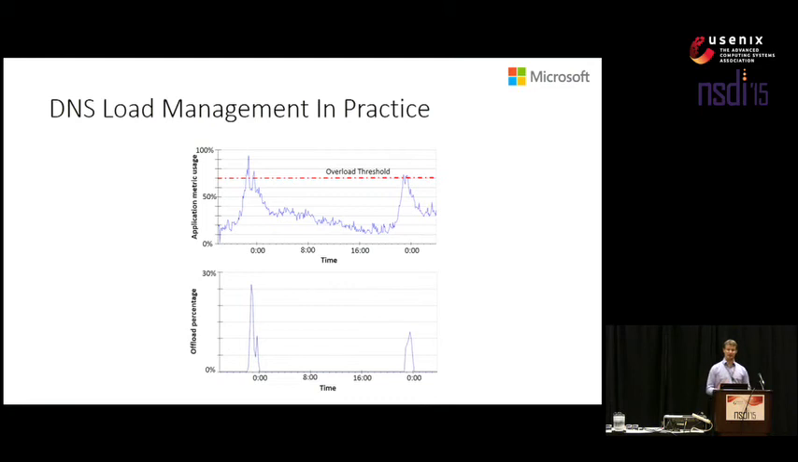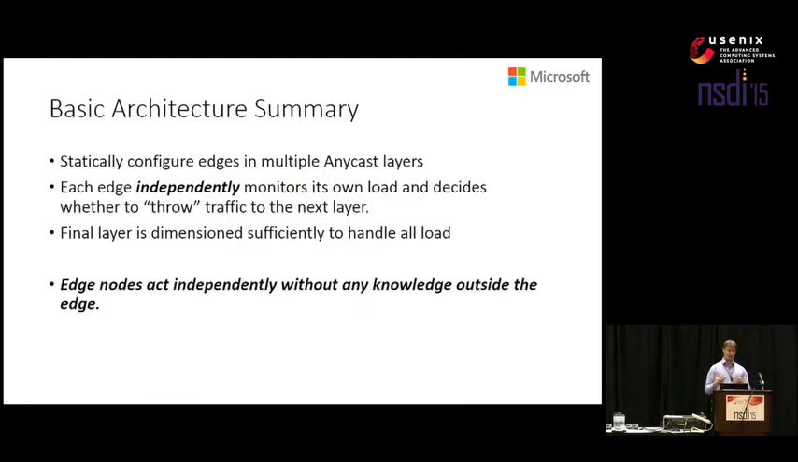So in summary of what we've actually built, we statically configure edges in multiple Anycast layers. Each edge independently monitors its own load and decides whether I'm going to throw the traffic to the next layer or keep it on my own local Anycast IP address. And the final layer is dimensioned sufficiently to handle all load that you can possibly throw at it.